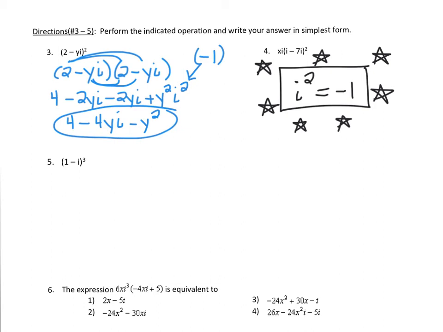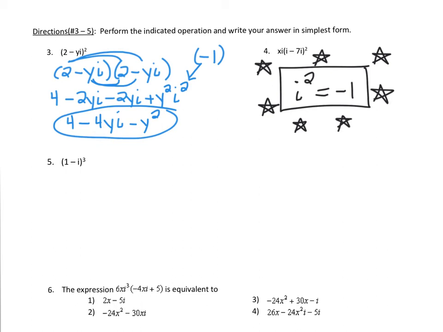Okay, why don't you guys try out number 5? Number 5 is similar to what we did in number 3, except in number 3 it was squared, so we had 2 of them. In number 5, it's cubed, so you're going to have 3 of them. So remember, you're just going to multiply 2 of them out at first, 2 of the parentheses, get an answer, and then multiply it by the 3rd parenthesis. Okay, so try that on your own.